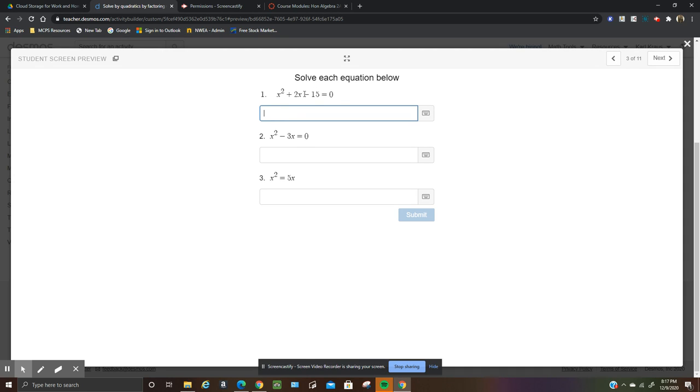So here, you're looking for the factors of negative 15 that when you add them together, you get a 2. So the only factors of 15 are 15 and 1 and 5 and 3. So in order to get a positive 2, the 5 has to be positive and the 3 has to be negative. So this factors into x minus 3 and x plus 5. Let me make this bigger so you can see it.